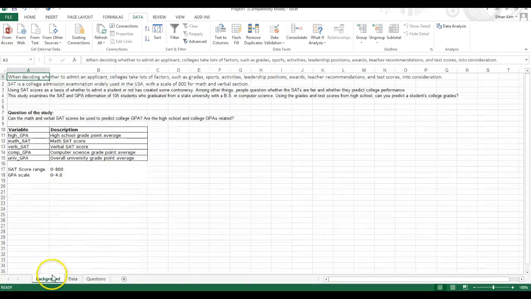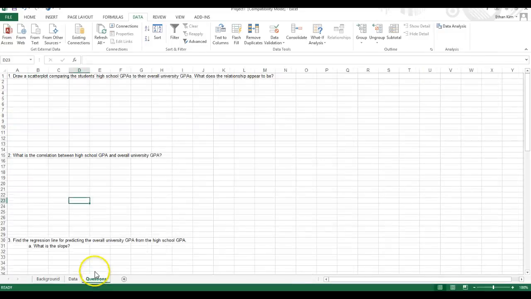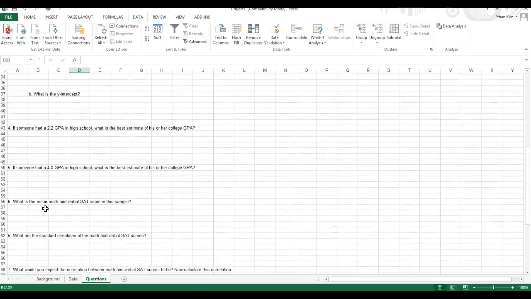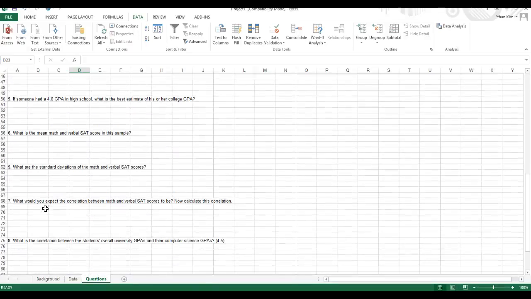So here the question asks, can the math and verbal SAT scores be used to predict college GPA? And the second part is, are the high school and college GPAs related? So this is the main question that you have to answer. And I laid out all the detailed questions. So you have to draw a scatter plot, correlation, and the regression and everything. You have to make some predictions as well. So you are going to do all this.